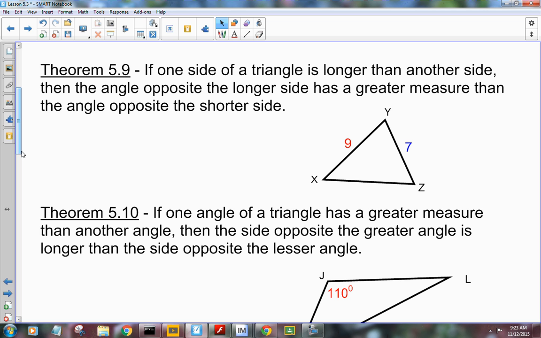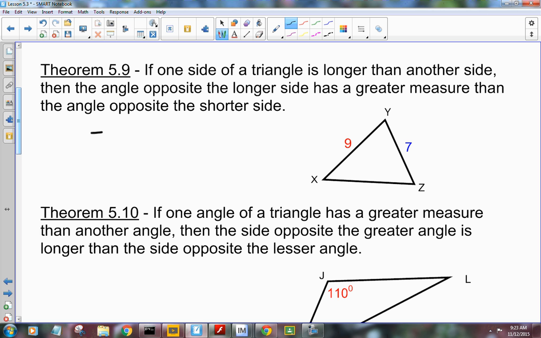Now, my next theorem says that if one side of a triangle is longer than the other side, then the angle opposite the longer side has a greater measure than the angle opposite the shorter side. Kind of wordy, but what it means is if one side is greater than the other, then the angle across from that bigger side is going to be bigger than the angle across from the smaller side.